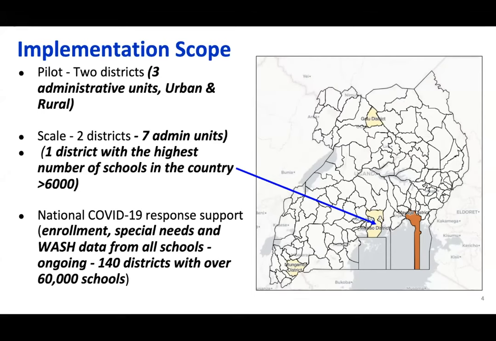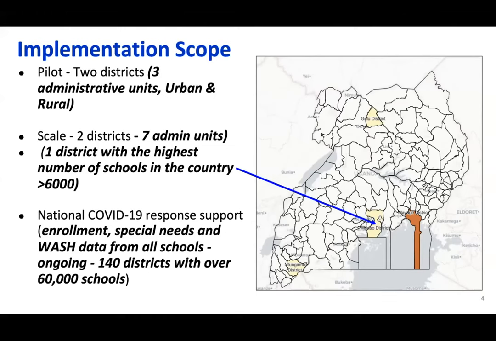And just before the end of the pilot, because the pilot had raised a lot of interest from the district level, we got more support to start the scale, starting with two districts, and these yielded 7 administrative units. When we talk about administrative units, we are looking at where the data entry and analysis is happening. So these are 7 units. And what is very interesting is that one of these two districts has the highest number of schools, almost over 6,000 schools, and it's within the capital.